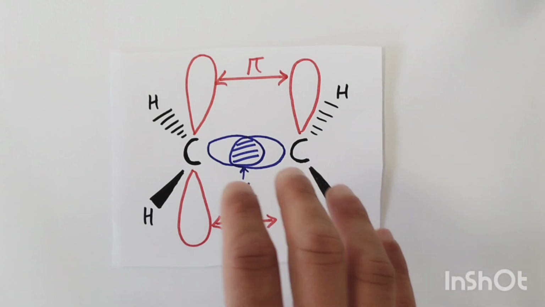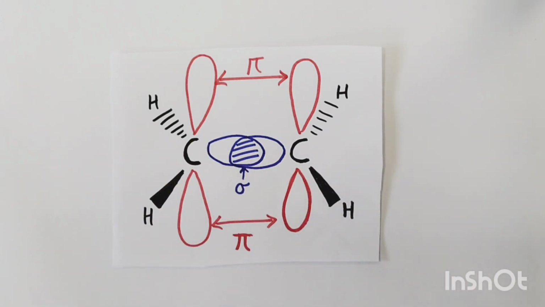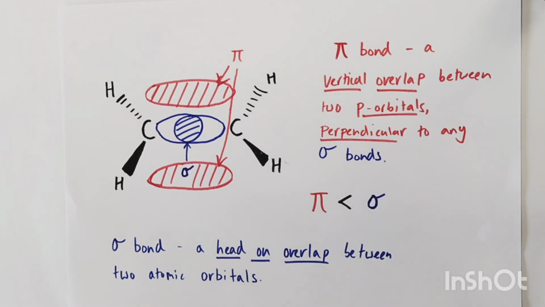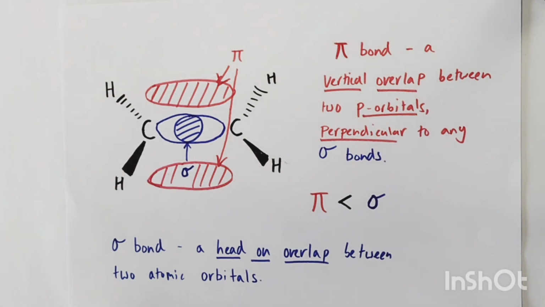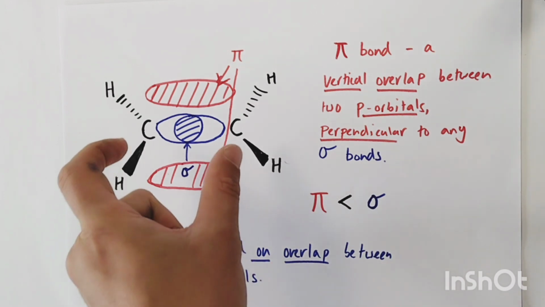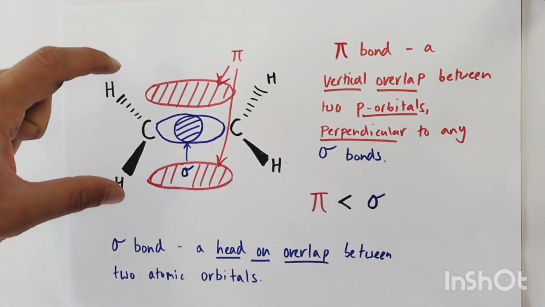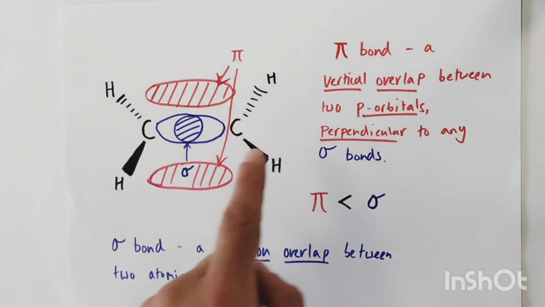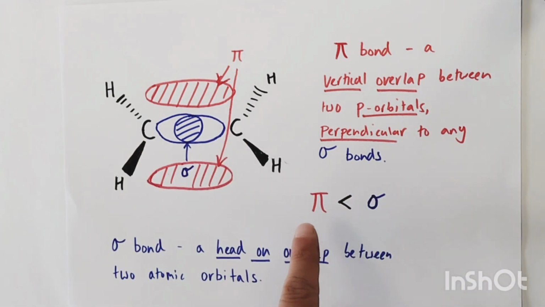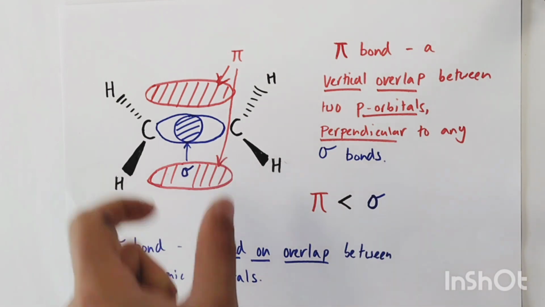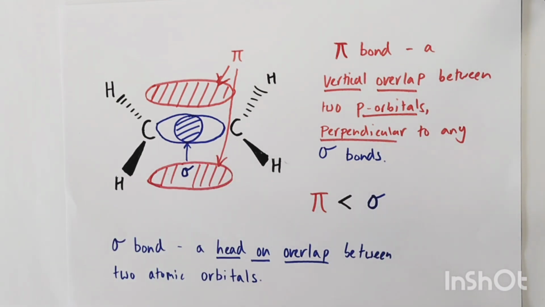I'm going to change this diagram again just to emphasize that one more time in a different way. So this third representation is an even more simplified and streamlined version, where the pi bond is simply shown as a region of electron density both above and below the plane of the sigma bond shown. So a sigma bond is a head-on overlap between 2 atomic orbitals, whilst a pi bond is a vertical overlap between 2 p orbitals in that vertical position, perpendicular at right angles to any sigma bonds shown. Generally, pi bonds tend to be weaker than sigma bonds because the vertical overlap is not quite as effective and efficient as the head-on overlap of atomic orbitals found in sigma bonds.